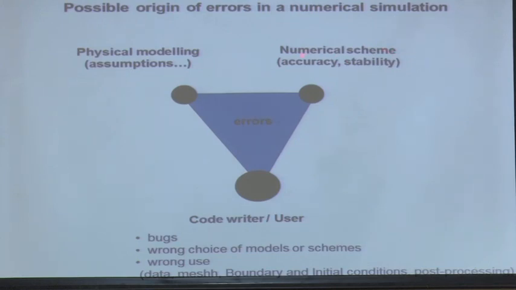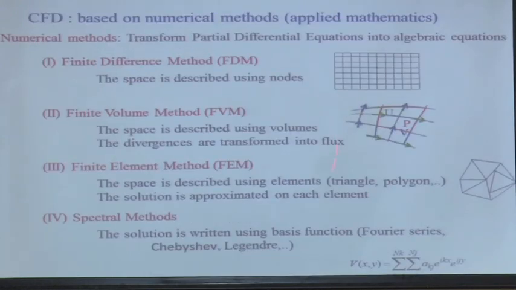The second source of problems is the numerical scheme. Okay, so all these methods have advantages and disadvantages, and you have many choices. Actually, even within one method, you have many different schemes. It could be first order, second order. You can make it centered, not centered. So there are many choices.